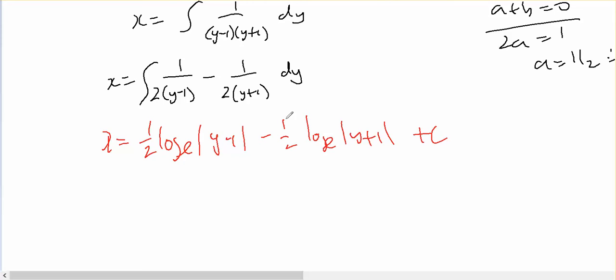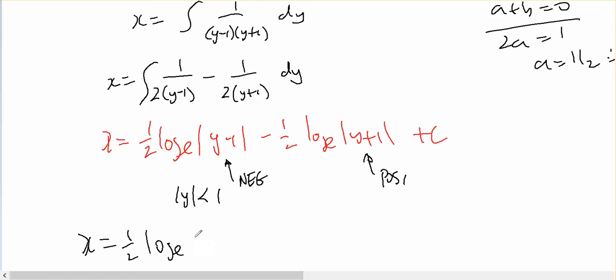Now, because the modulus of y is less than 1, that's going to be negative, but that will be positive. Because if you minus 1 from something that's less than 1, you get a negative answer. But if you plus 1 to something that's less than 1, you get a positive answer. Therefore, I've got x equals a half log base e of 1 minus y, because I need to multiply that by -1 because it will be negative, minus a half log base e of y plus 1 plus c.